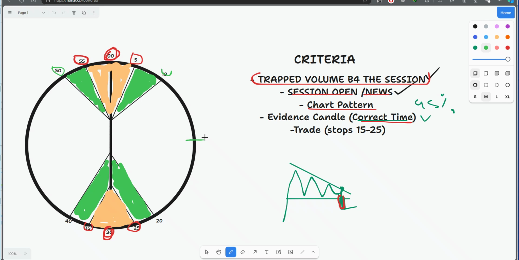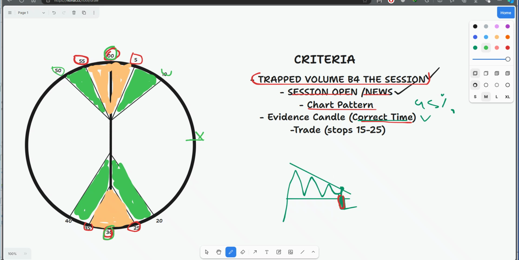Okay, for now, since you're still learning, you can avoid these times. Only focus on evidence candles that are given as close as possible to the half-hour mark or the o'clock mark. This is half past, this is o'clock. Most of the time they are going to give evidence candles during this time. So I believe now you understand.